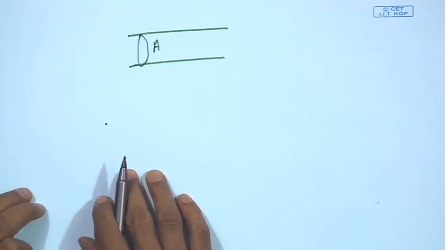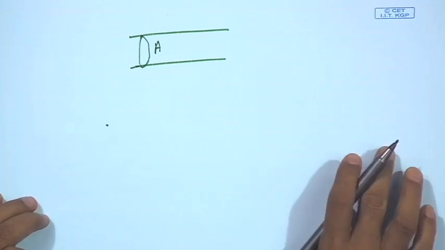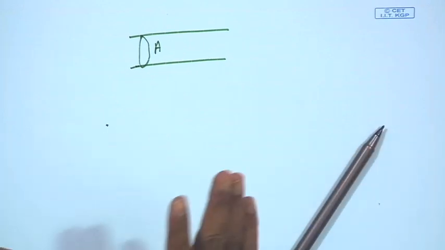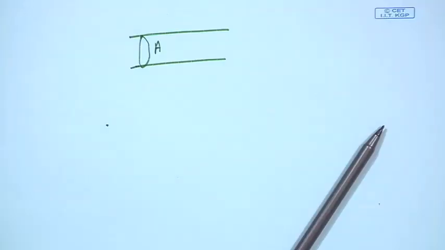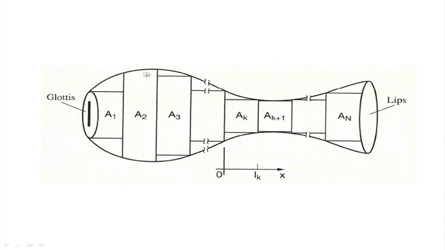now we want to make the model with multiple tubes of different cross sectional area connected to each other. So, if I see something like this, this is the glottis and this is the lips, this is the structure of my vocal tract. Now, I can say the whole vocal tract, instead of being modeled by a single uniform tube, can be modeled as a multiple number of uniform tubes connected with each other.